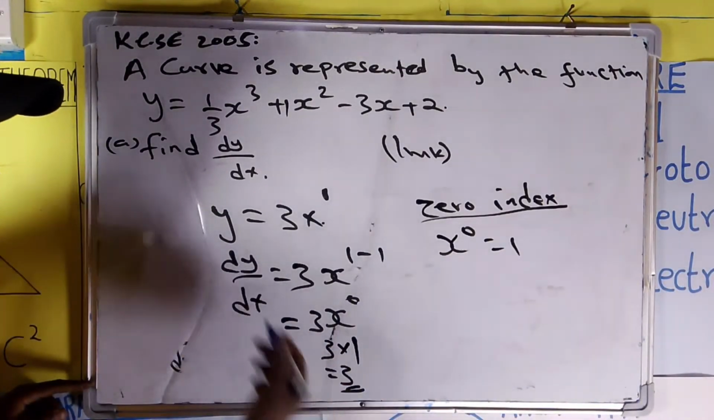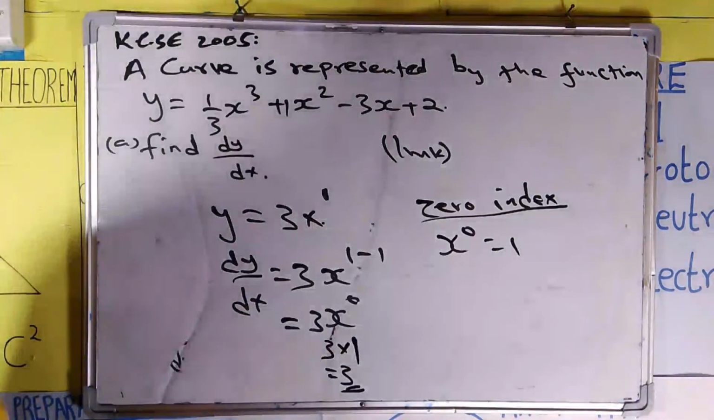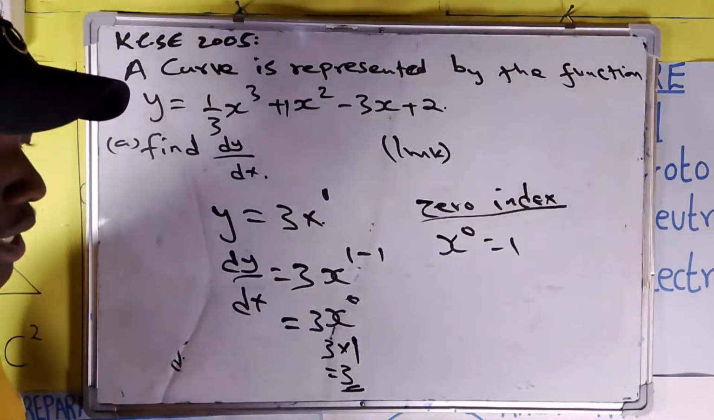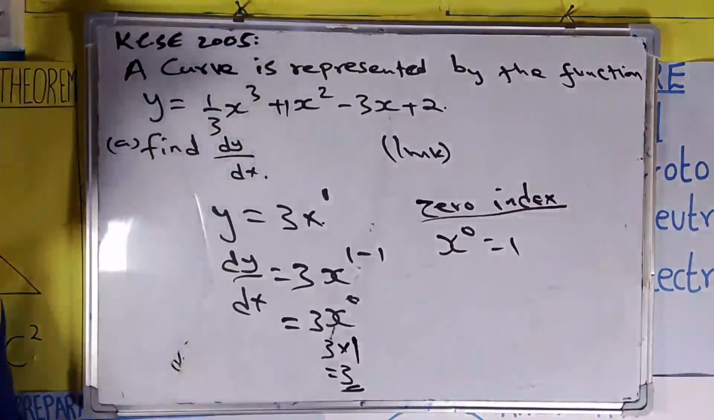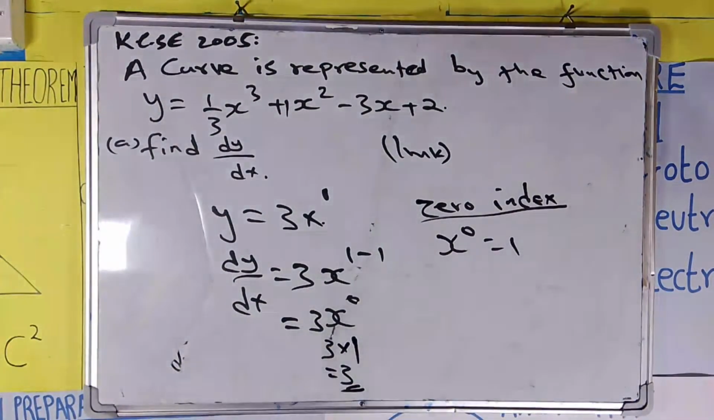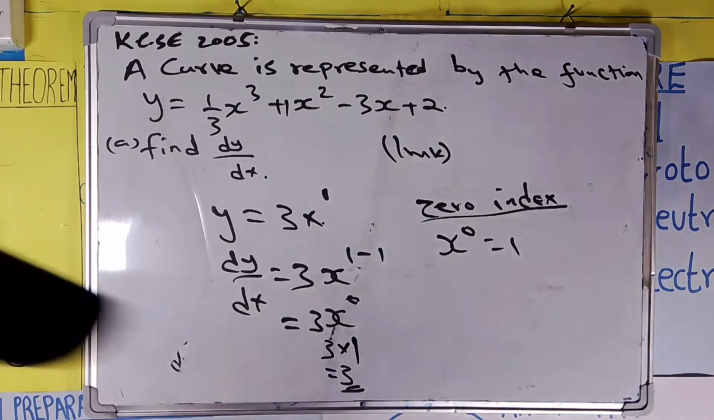So there is no way you can differentiate 3x to get 3x. Once you differentiate 3x, you are going to get 3. I hope you've seen that here in Jogona. So with that, I think we can now proceed to the next thing.